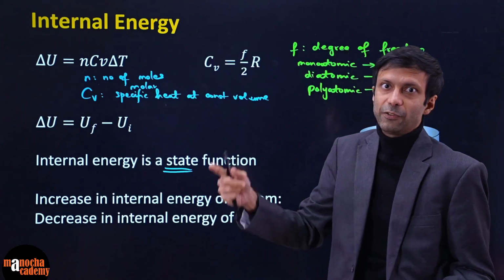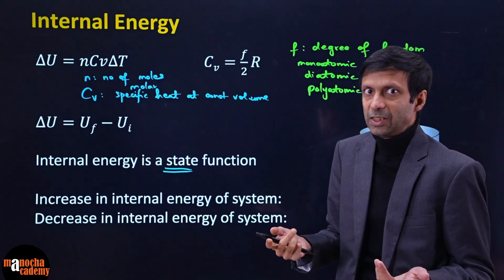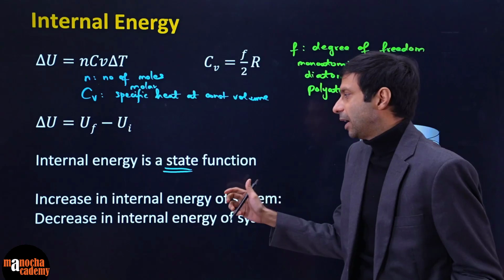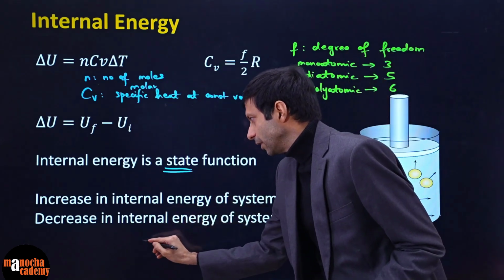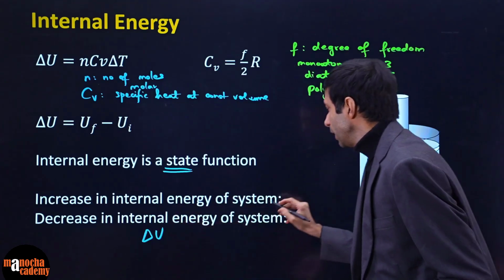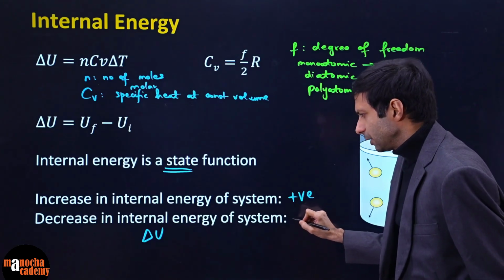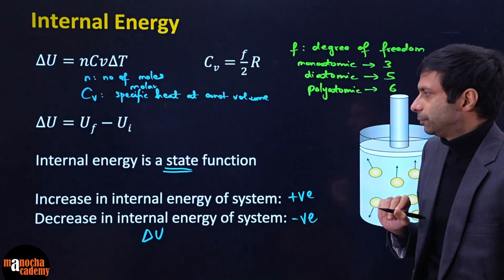Like pressure is a state function. If you come back, change in pressure is 0. Okay. So internal energy, very important point, is a state function. And as we discussed, the change in internal energy delta U will be counted as positive if it increases and negative if it decreases. Okay.